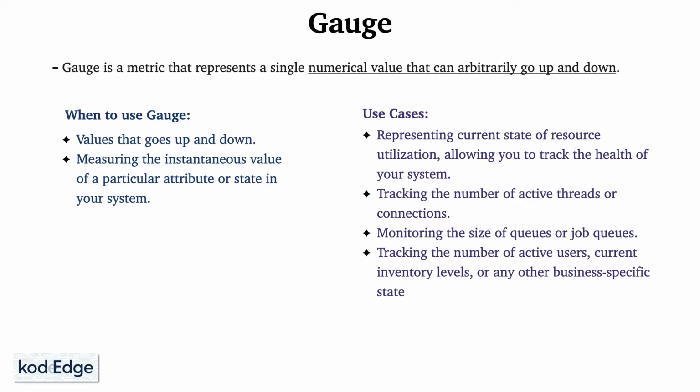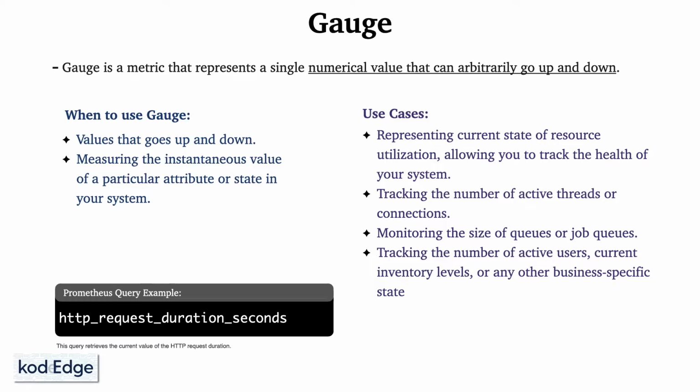For example, you want to represent the current state of the resource utilization of your application, which allows you to track the health of your application. Then you want to track the number of active threads, or you want to monitor the size of queues or job queues, and so on. So this is an example of a Prometheus query for the gauge metric. This query retrieves the current value of HTTP request duration.